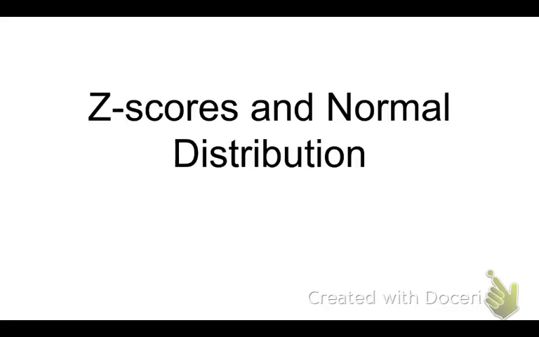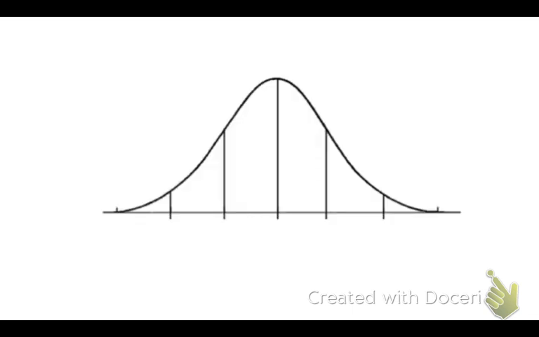Today we're going to be looking at standardizing the normal distribution that we looked at last week with the normal bell curve. And we had 1, 2, and 3 standard deviations away from the mean, which is in the middle. And we talked about the empirical rule where we had 68%, 95%, and 99.7% of the data in between those standard deviations.